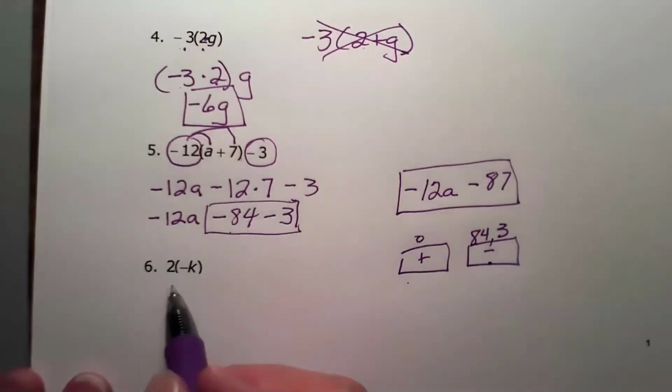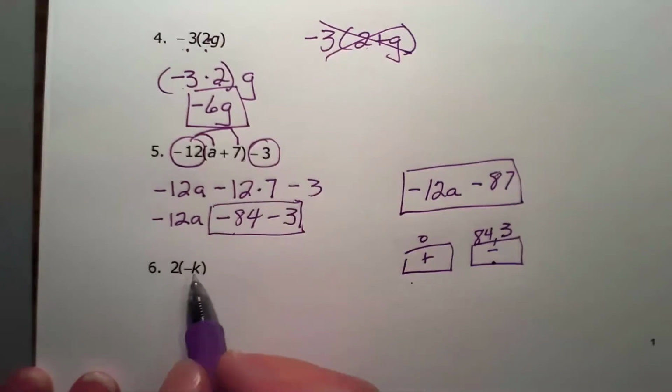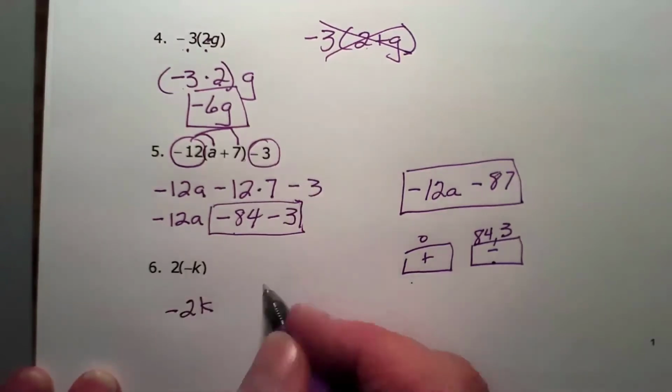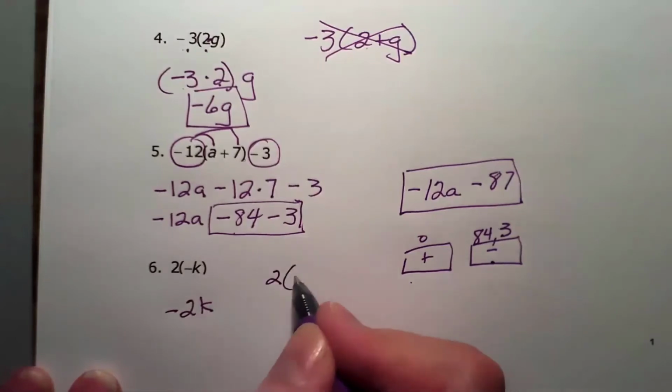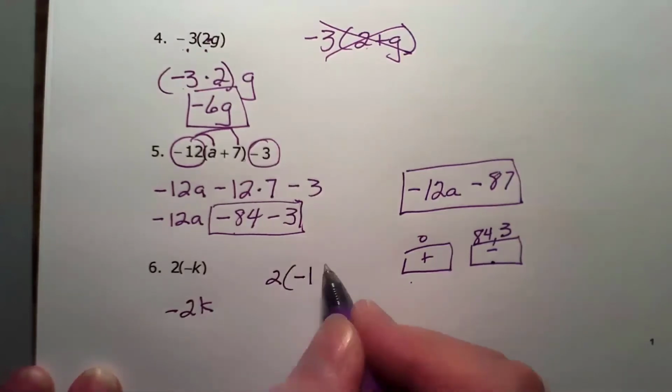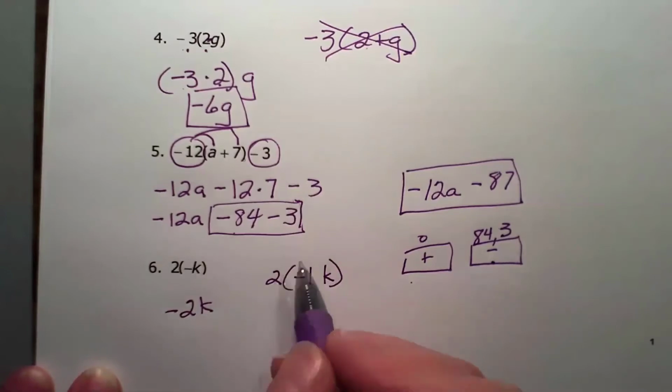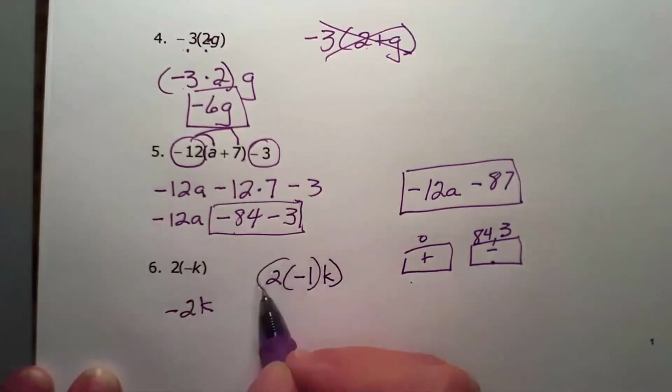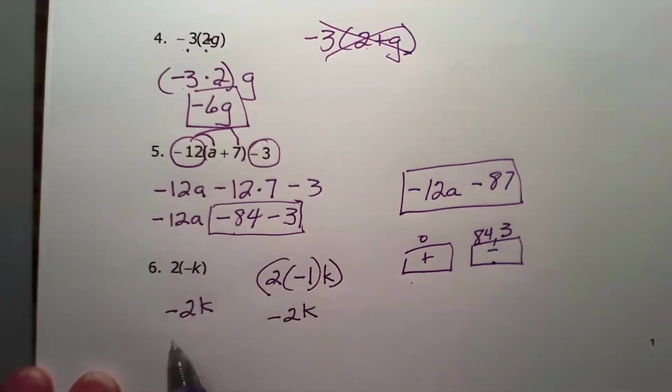This last one is 2 times negative k. So 2 times negative k would be negative 2k. Again, some people will process this by thinking of that negative as a negative 1. So I multiply the 2 times, I regroup. The 2 times the negative 1 is negative 2, and that's times k, so it's negative 2k. However you want to process it, you should come up with negative 2k.